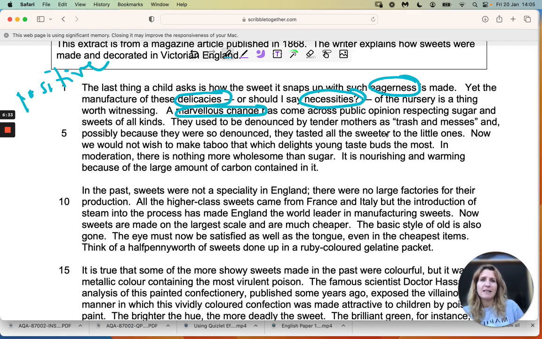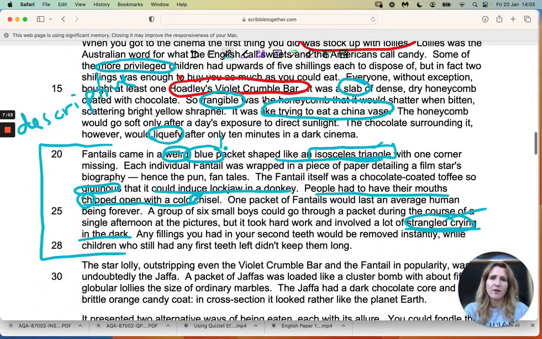So it delights young taste buds. So this has a very positive outlook, even though the other one, you got the word slabs in it, so it's maybe a little bit less positive about what children are doing. Okay, so I've got more positive tone and less positive tone because look at the words that are used. It's very descriptive. Oh, the word weird, liquefy, slab, trying to eat a china vase. That's not particularly yummy. So I'm going to have, in the first one, it's descriptive but negative.